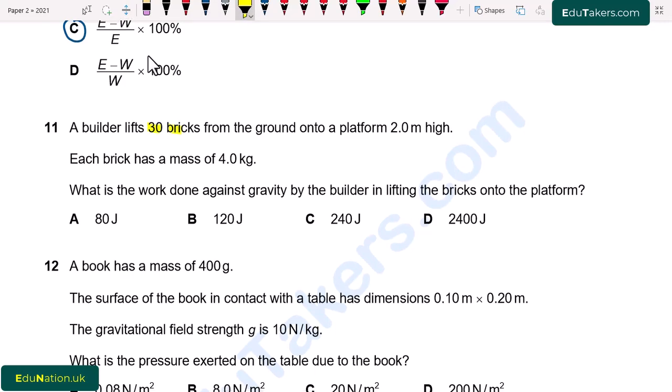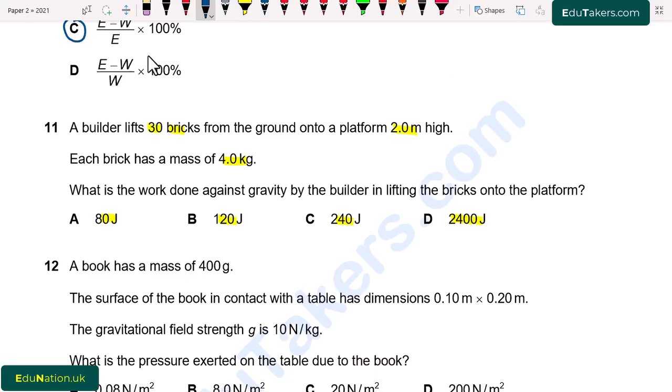Question number 11. A builder lifts 30 bricks from the ground onto a platform 2.0 meter high. Each brick has a mass of 4.0 kilogram. What is the work done against gravity by the builder in lifting the bricks onto the platform? Option A, 80 joule, B, 120 joule, C, 240 joule, and D, 2400 joule.